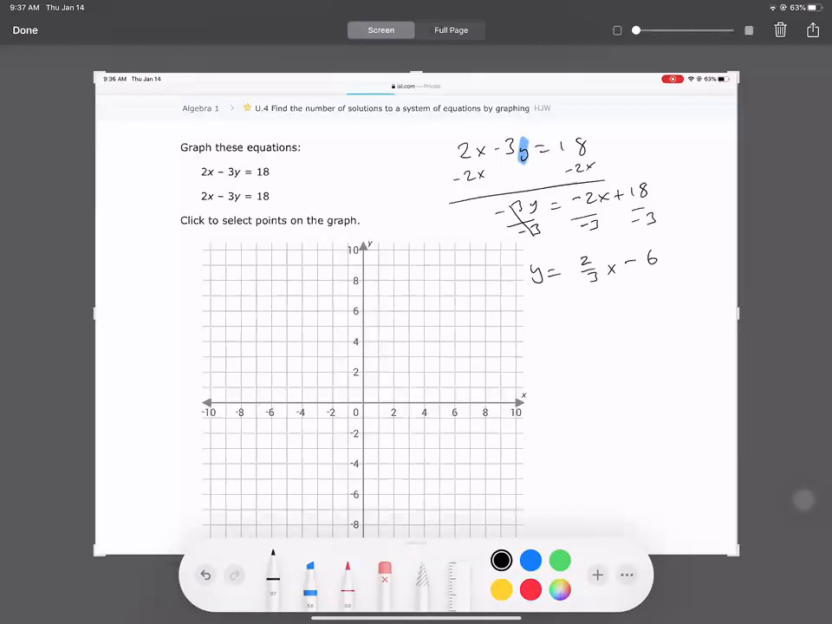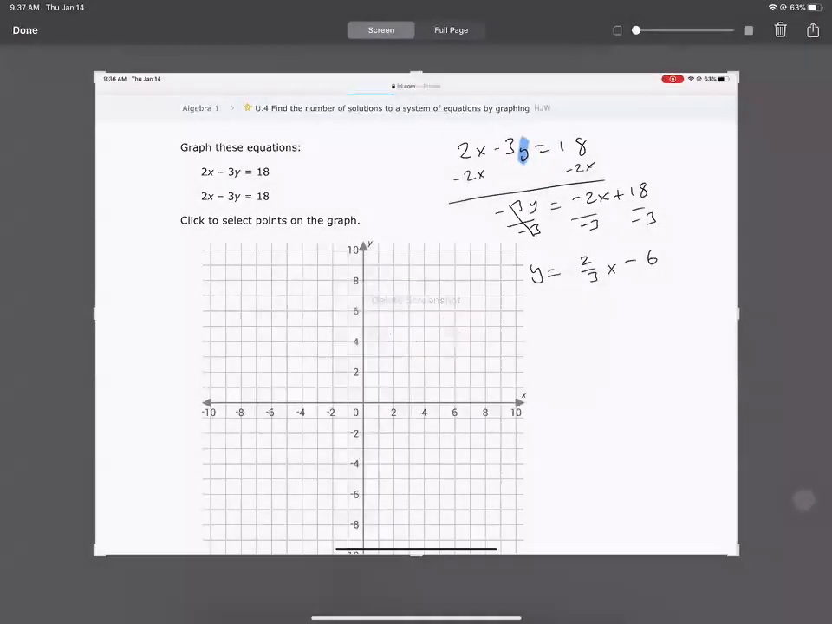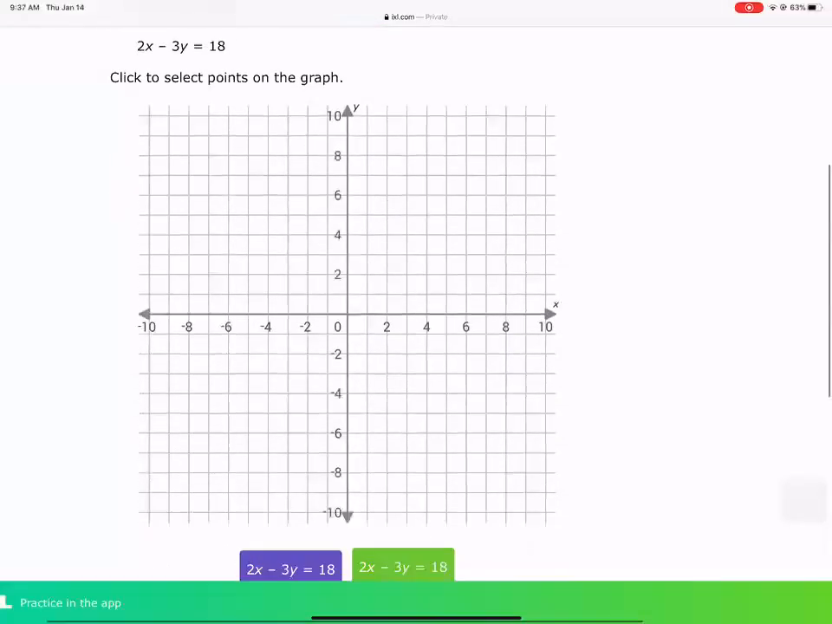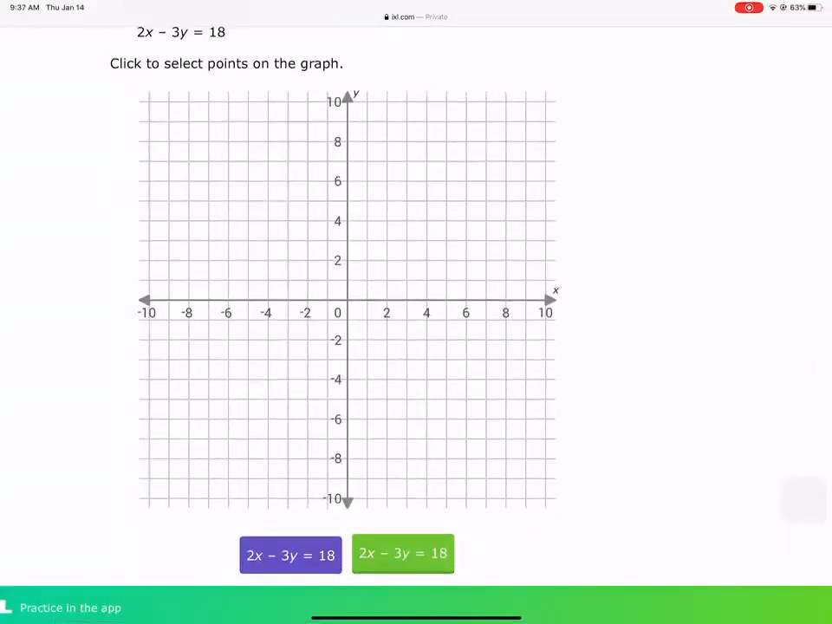Okay? So we can graph this like we typically would. So 2 over 3x minus 6. Let's go ahead and graph it. -6, and we said 2 over 3, 2 over 3x minus 6. And turns out both of them are the same.